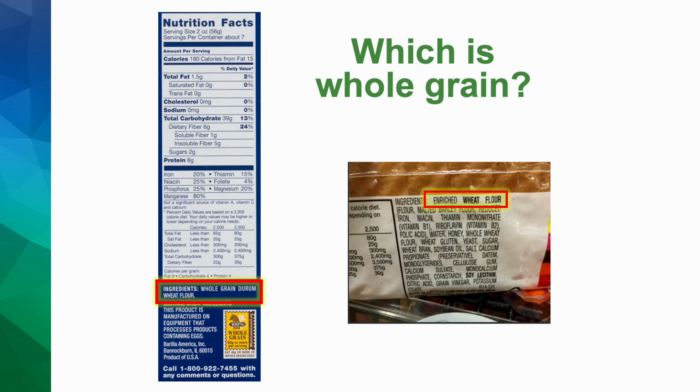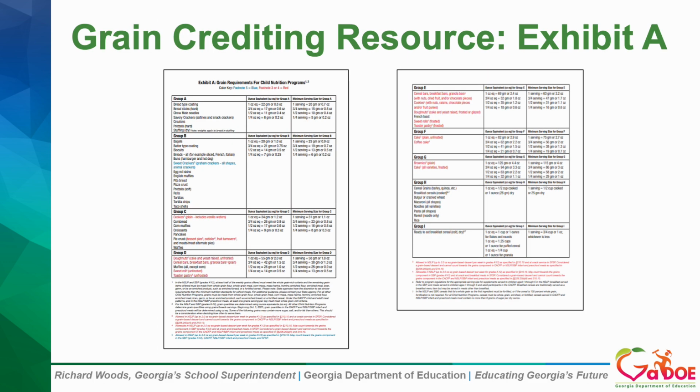The USDA has resources and tools to make sure grain items are credited correctly. Let's discuss how to use one of those resources next. The USDA Grain Crediting Resource, Exhibit A. This table explains how to credit grains based on the type.